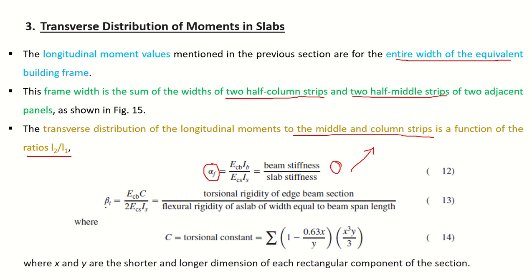There is another factor which is called beta T, which is equal to torsional rigidity of the edge beam divided by flexural rigidity of a slab of width equal to beam span length. Okay, where C is the torsional constant, and it is determined from these values, where x and y are the shorter and longer dimensions of each rectangular component of the section.